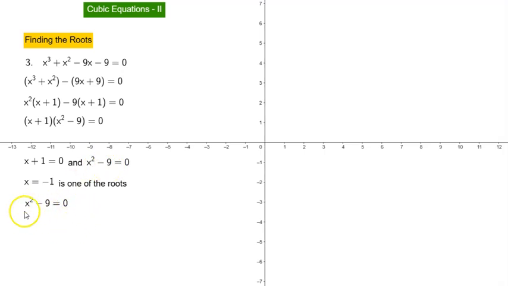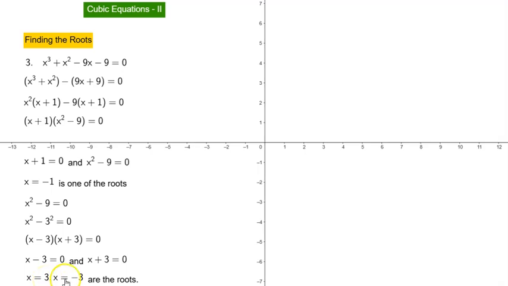We need to recognize that this can be written as x square minus 3 square equal to 0, which is nothing but a square minus b square. And we know it is equal to a plus b times a minus b. So we have x minus 3 times x plus 3 equal to 0, which means x minus 3 equal to 0 and x plus 3 equal to 0. So x equal to 3 and x equal to minus 3 are the roots. So the roots of the cubic are minus 3, minus 1 and 3. All are real and distinct.